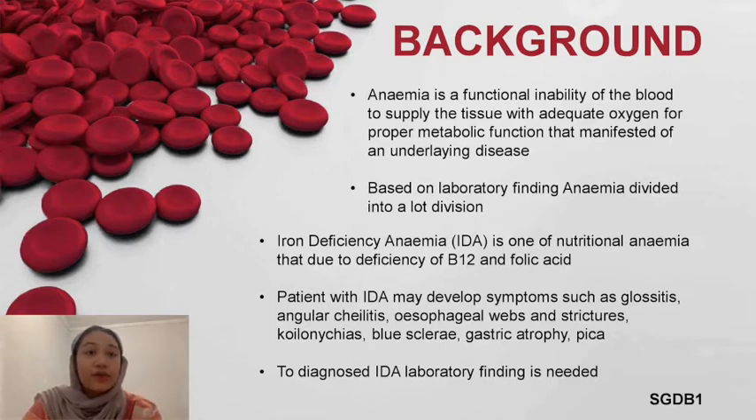It is one of the nutritional anemias, along with the deficiency of B12 and folic acid. Patients with IDA may develop symptoms such as glossitis, angular cheilitis, esophageal webs and strictures, koilonychia, sclerae, gastric atrophy, and pica. To diagnose IDA, we use laboratory findings such as CBC, peripheral blood smear, serum iron, TIBC, transferrin saturation, serum ferritin, and bone marrow aspiration.